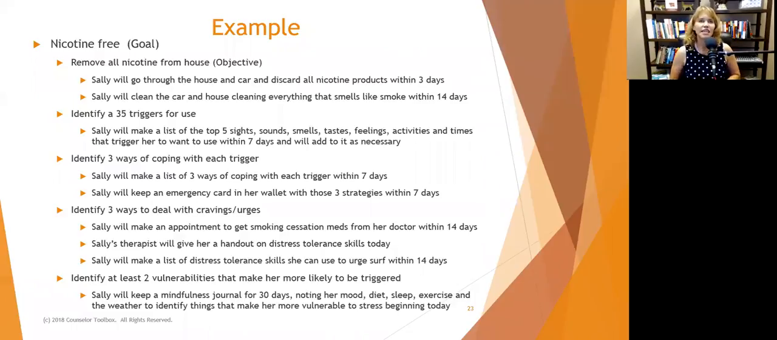And Sally will identify at least 2 vulnerabilities that make her more likely to be triggered or want to smoke. So she'll keep a mindfulness journal for 30 days, noting her mood, diet, sleep, exercise, and the weather to identify things that make her more vulnerable to stress beginning today. Now, why did I identify those? I might not put it in the treatment plan, but I would talk with Sally about why we are looking at all these things.